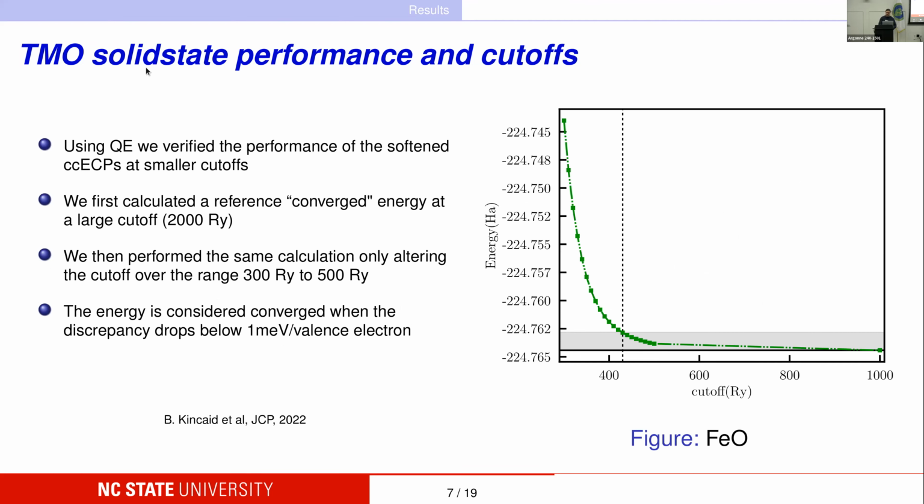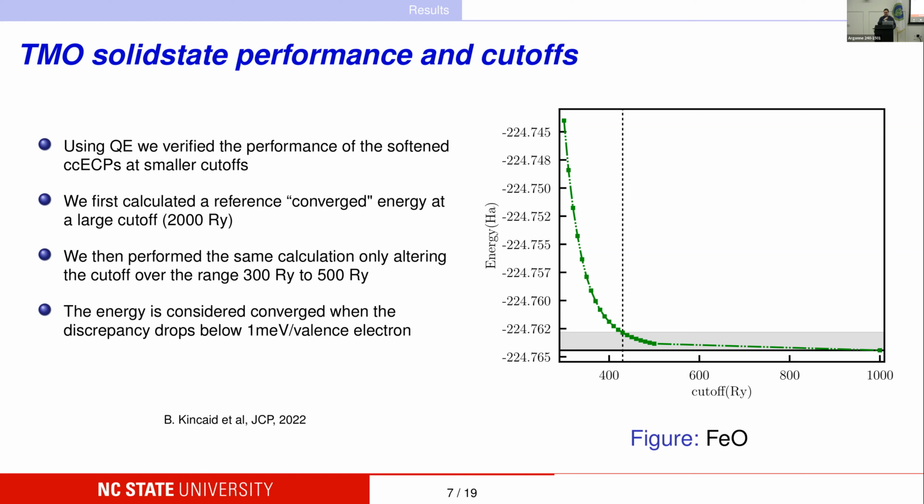Okay, so here's the meat and potatoes of why we were trying to devise these new softened CCECPs. We were trying to create much softer variants of older CCECPs so that they worked better in plane wave applications. I'll show you on the next slide how bad that could be in some cases, but on this figure, this is essentially how we were calculating them. We would first do a reference energy at a really far cutoff. For this particular one, we were able to do 1,000 Rydberg, and it was pretty well converged at that point.